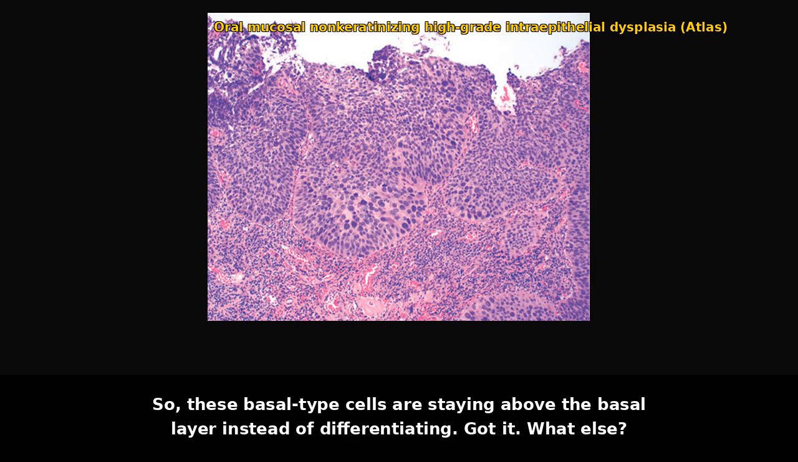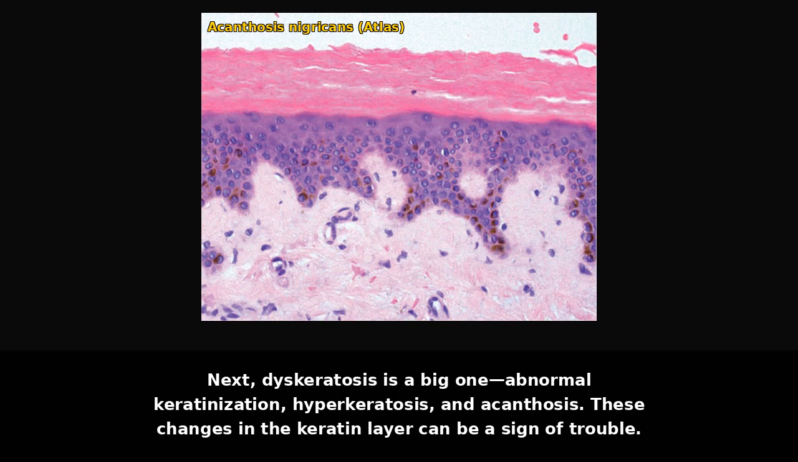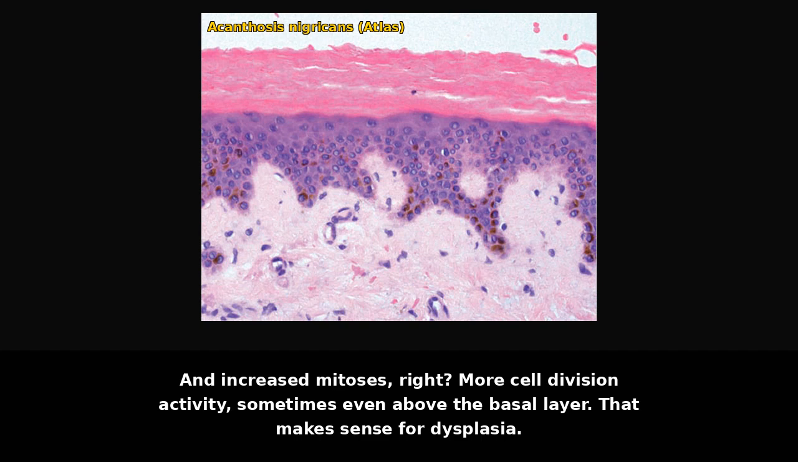Got it. What else? Next, dyskeratosis is a big one. Abnormal keratinization, hyperkeratosis, and acanthosis. These changes in the keratin layer can be a sign of trouble. And increased mitosis, more cell division activity, sometimes even above the basal layer. That makes sense for dysplasia.